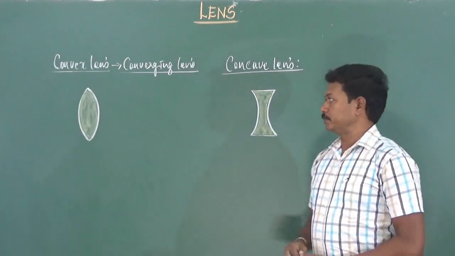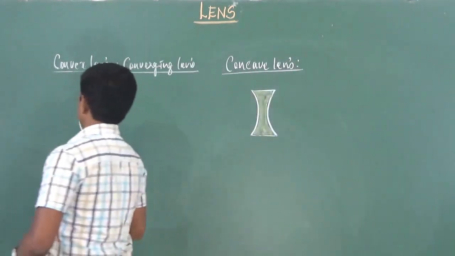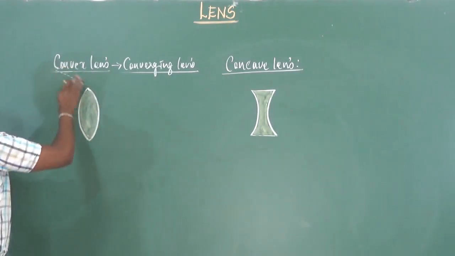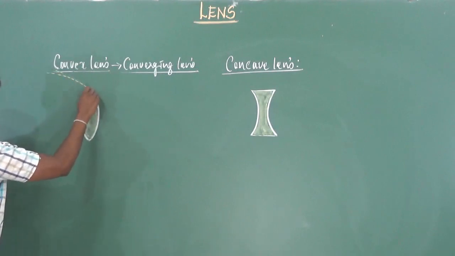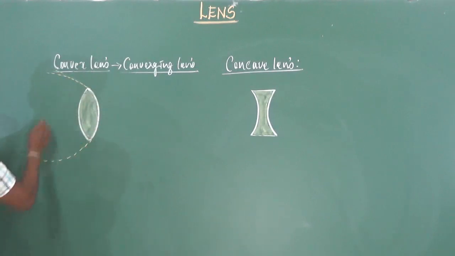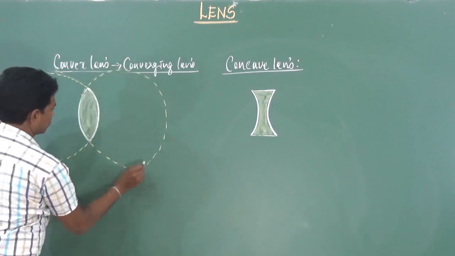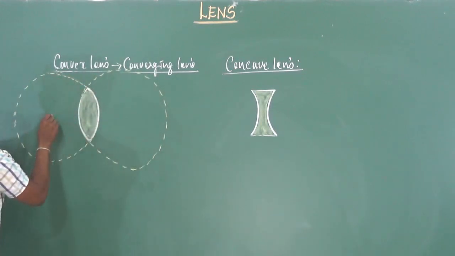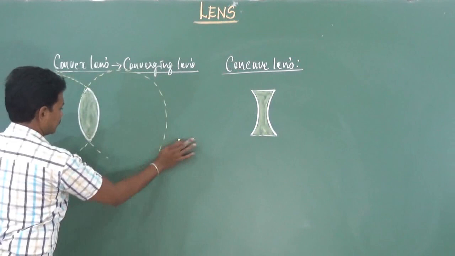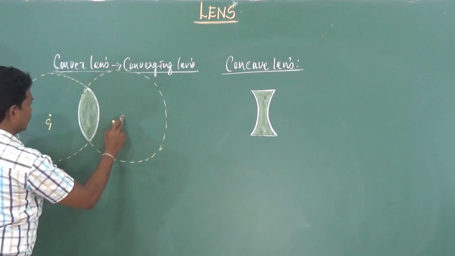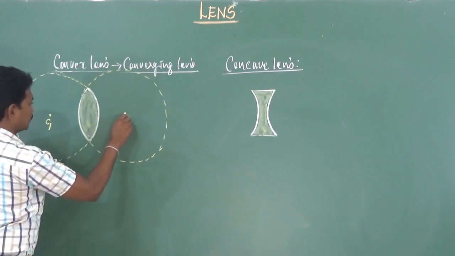First, we will go with the principal axis. Here you can imagine this is the spherical part, this is the sphere. For this sphere, this is the center, let us call it C1. For this circular shape, this becomes the center, which we will call C2.